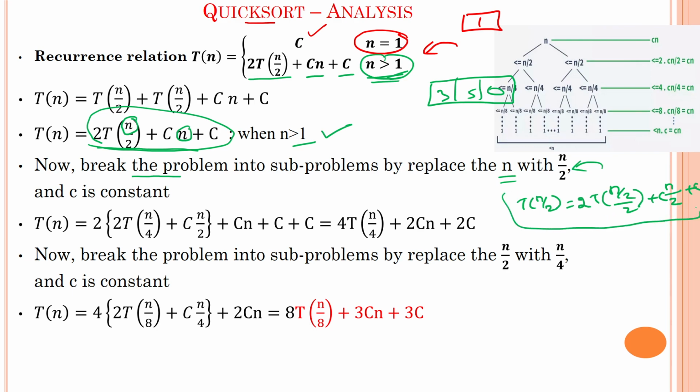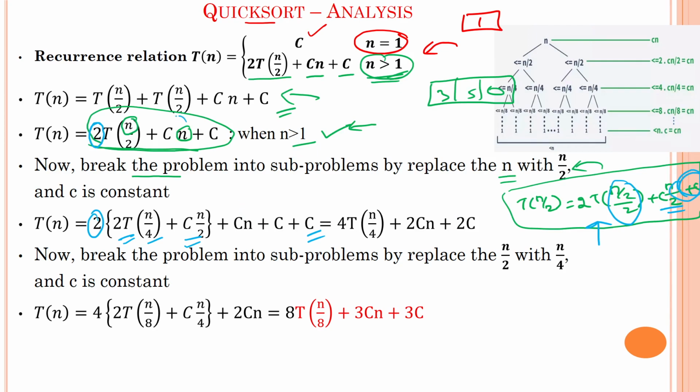Now you have to substitute this into the earlier equation. When you substitute into the simplified equation, you will get the already existing terms, and we substitute this entire term here. So 2 times T of n by 4, where we take n by 4, plus c times n by 2 plus this c.